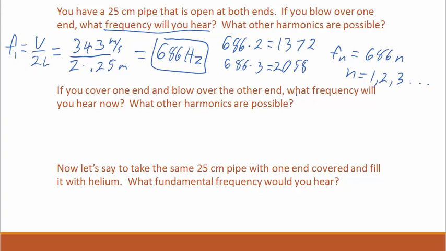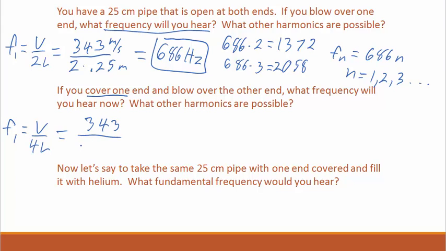Okay, now what if we take that same pipe and we cover one end, so we could tape over it or something like that, and we blow over the open end? Well, now it's a closed pipe. We're still going to hear the fundamental, but the fundamental is going to be different because we'll only fit a quarter wavelength in there. So we're going to plug into this V over 4L.